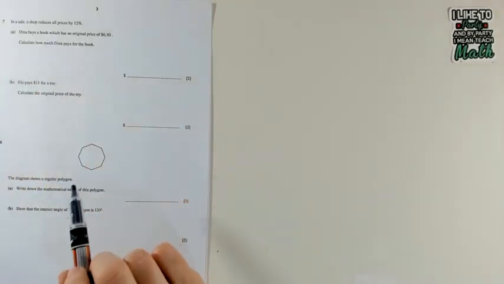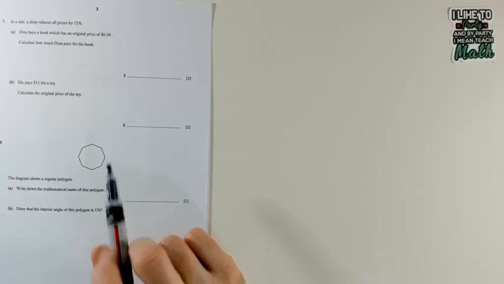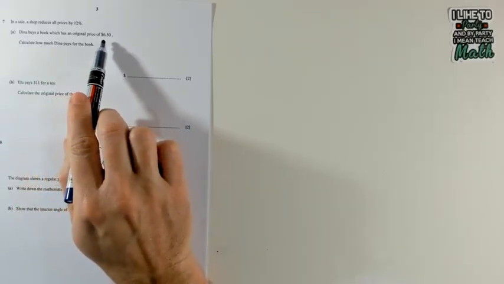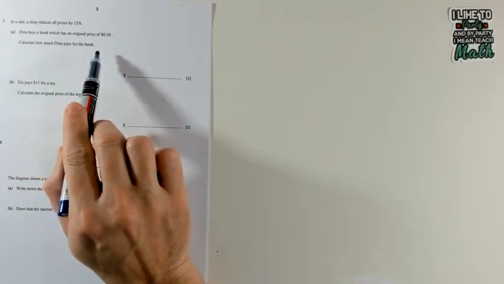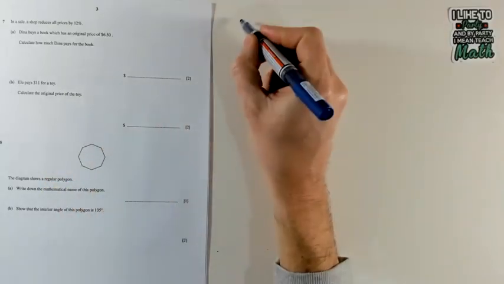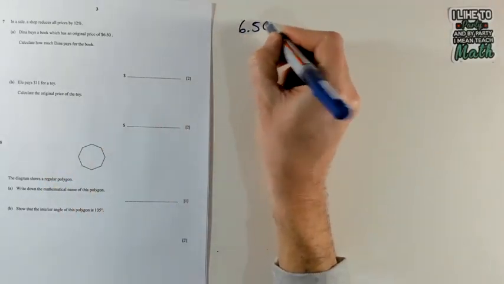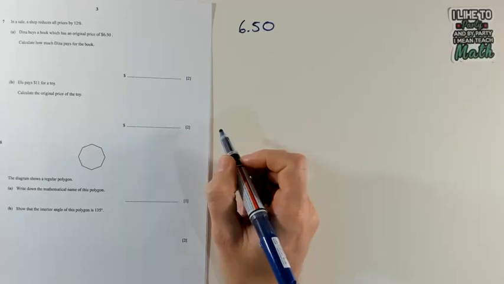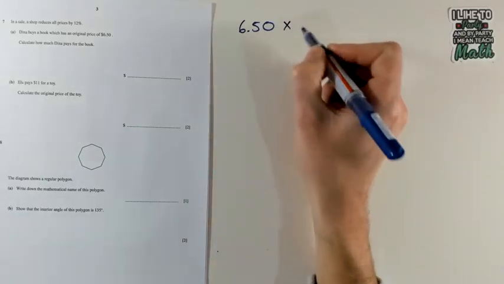In a sale, a shop reduces all prices by 12%. Dina buys a book which has an original price of $6.50. Calculate how much she pays for the book. So the book was 6.50. Now there's a couple of ways of doing this. I enjoy just multiplying by the part that's left.